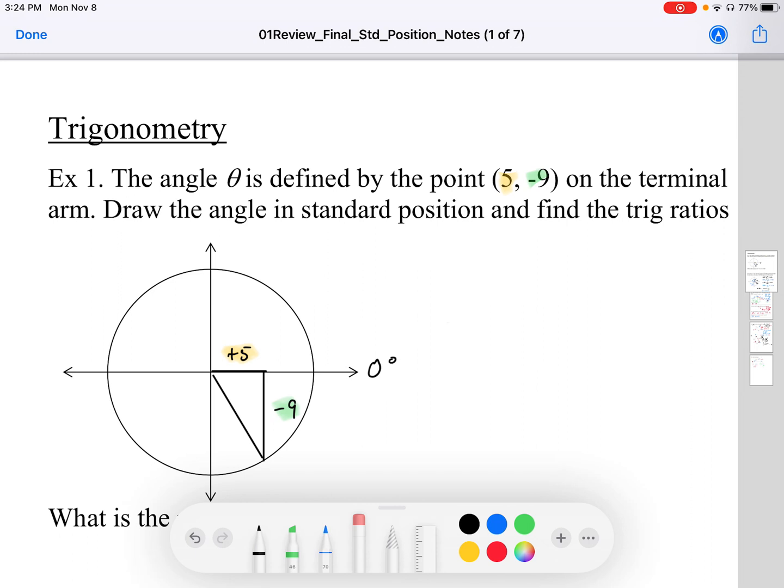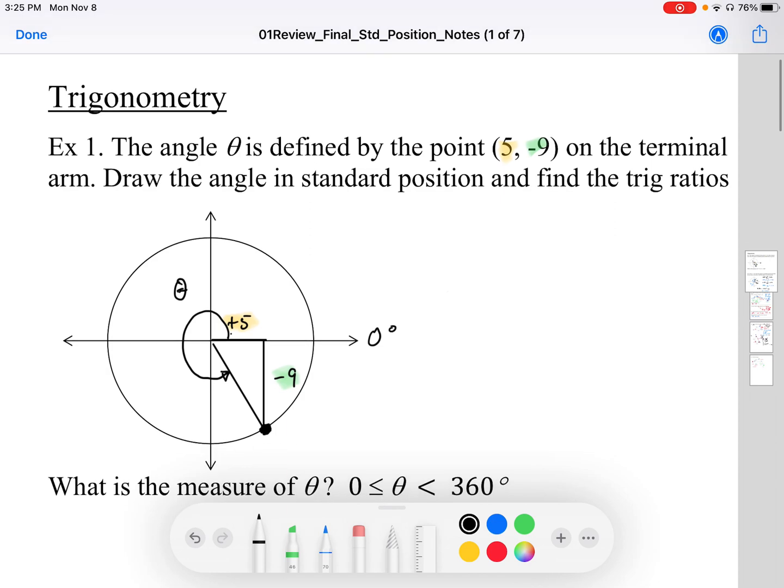Here it says the angle theta is defined by the point 5 to the right, 9 down. That ends up in quadrant 4, and that defines the terminal arm. We want to draw this angle in standard position. So here's the position that we are looking for. That position is given by the coordinate 5, -9, and that same position we're now going to define based on this rotational angle from 0. So that's our theta. Those are two different ways to describe the same point, either with an angle or with the xy coordinate.